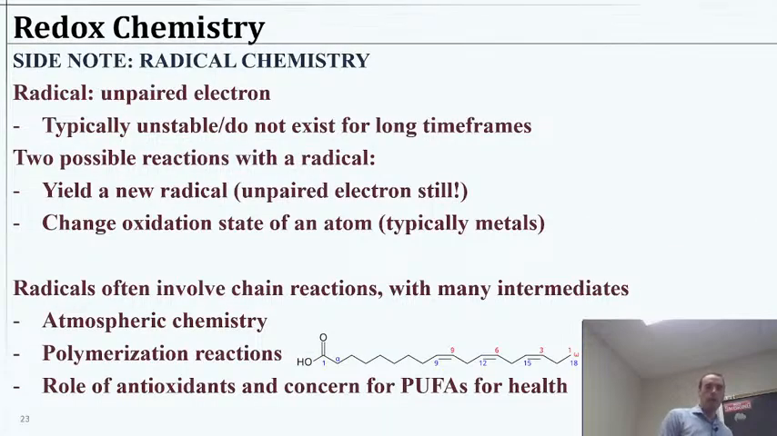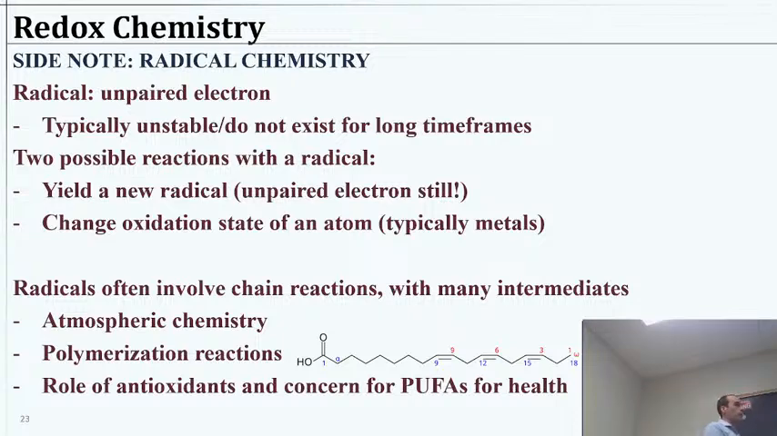Okay, a quick note on radical chemistry. I already touched on it a little bit, but a radical is an unpaired electron. We've been talking about all these paired electrons, but radicals are going to be really strange. They're not going to be very stable typically, so they're going to want to react with something really quickly.